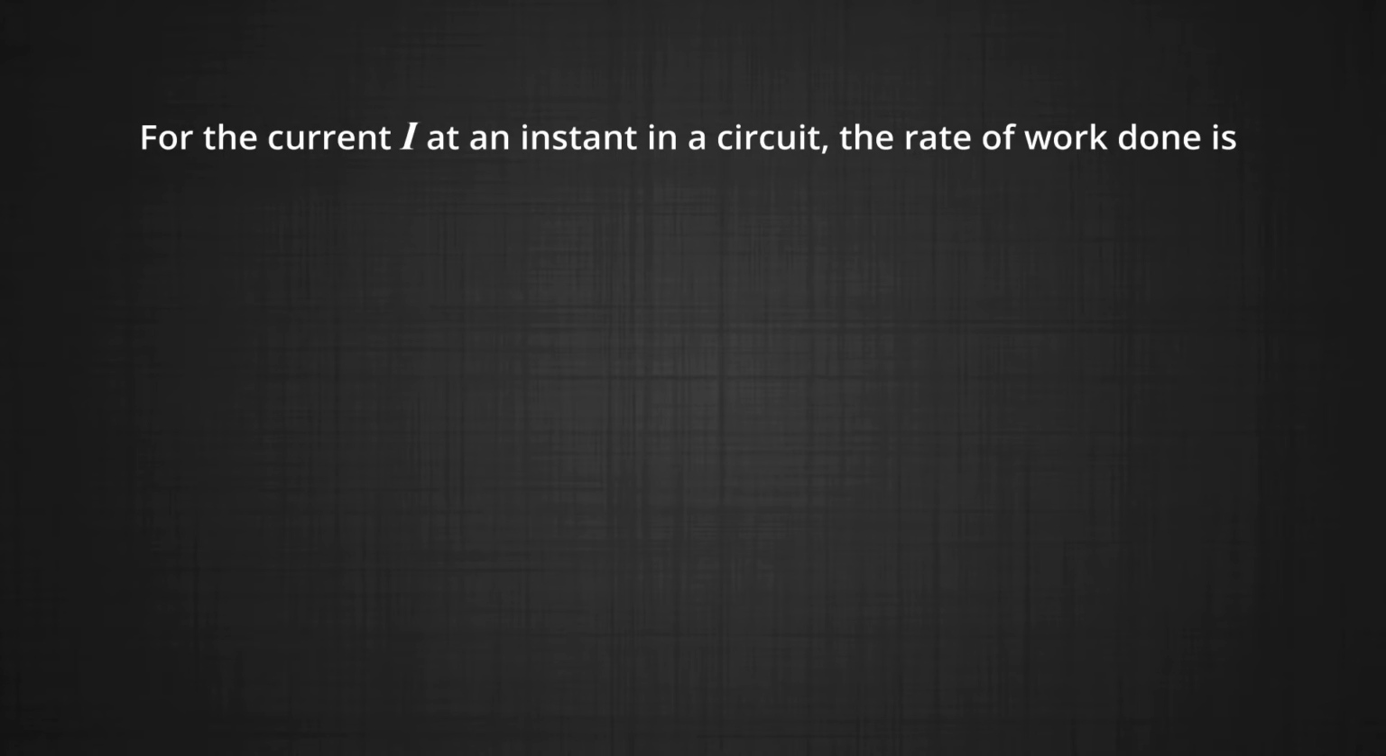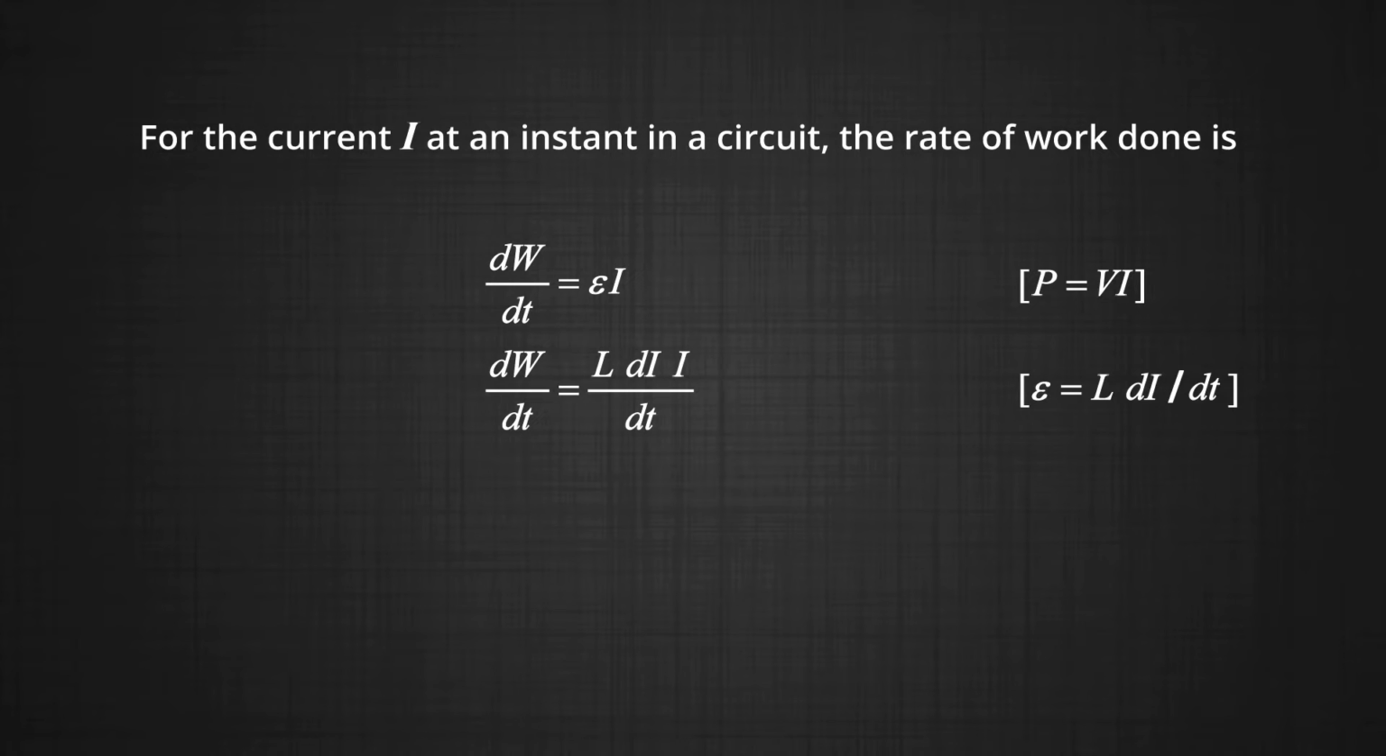Let us try and calculate the same. For the current I at an instant in the circuit, the rate of work done is dW by dt, which will be equal to E into I. As we already know, power is V into I. So, replacing E equal to L di by dt, we get power is equal to dW by dt, which is equal to L di by dt into I.